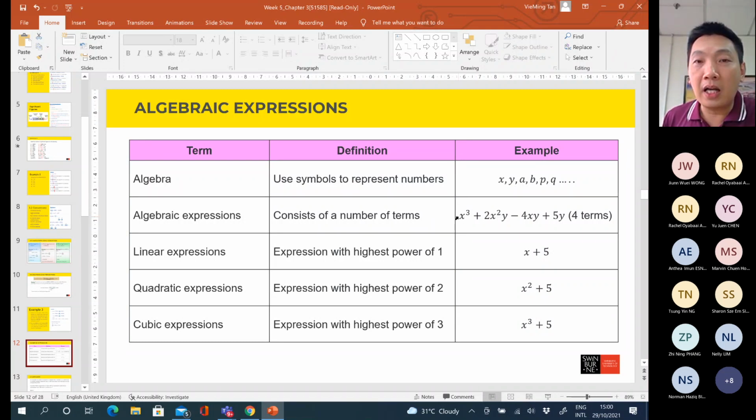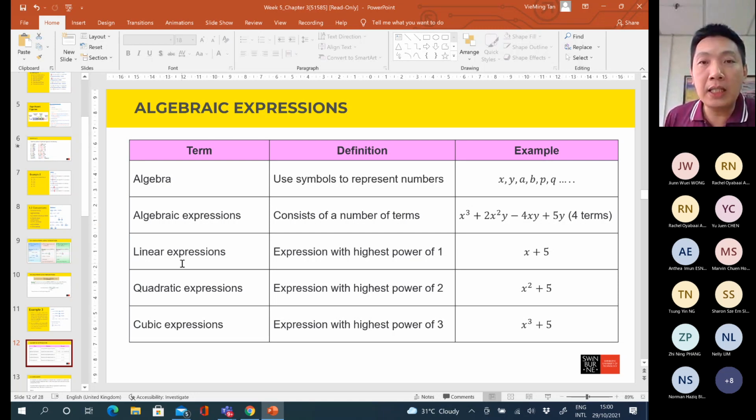This expression has 4 terms. The first term is x power 3. 2x power 2 multiplied by y is the second term. Minus 4xy is the third term. 5y is the fourth term. So there are 4 terms for this expression. That's the meaning.